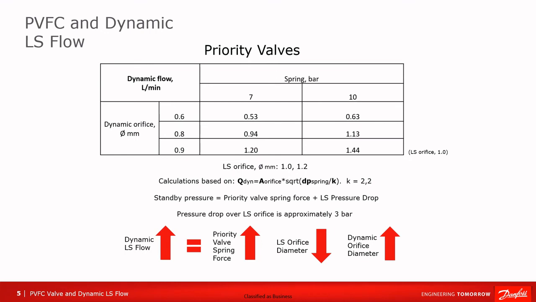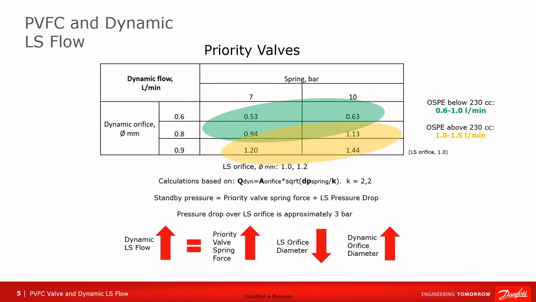The options in the configurator are designed to provide the LS dynamic flow and standby pressures within the typical target range of 0.6 to 1 liters per minute for OSPE below 230 cubic centimeters and 1 to 1.5 liters per minute for OSPE above 230 cubic centimeters, and around 10 to 12 bar, respectively.